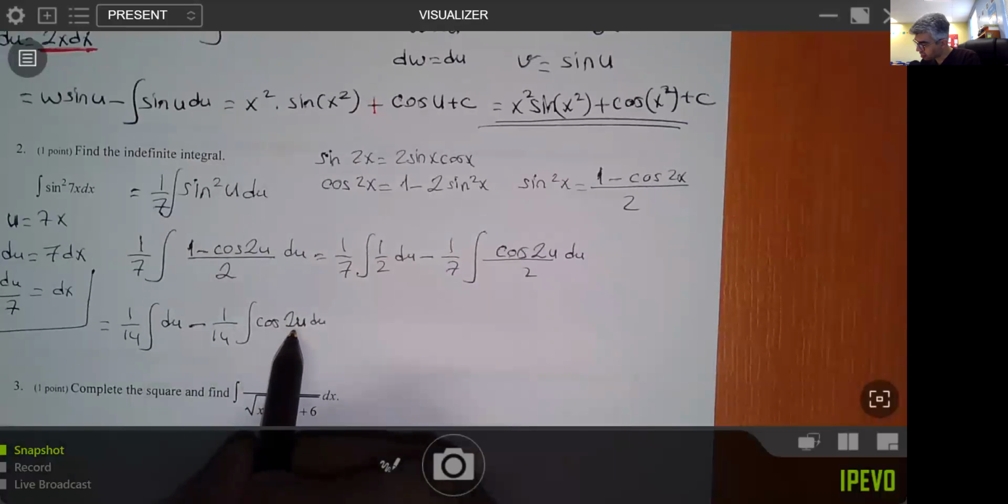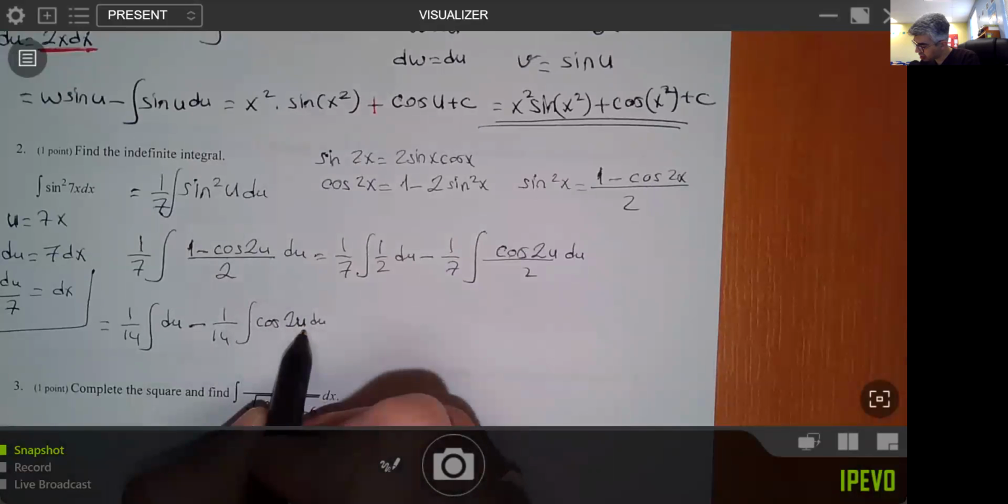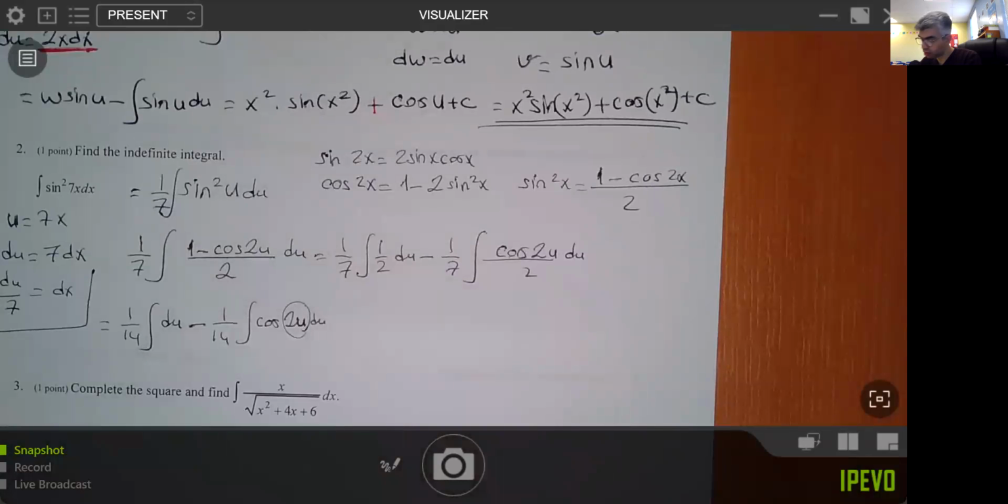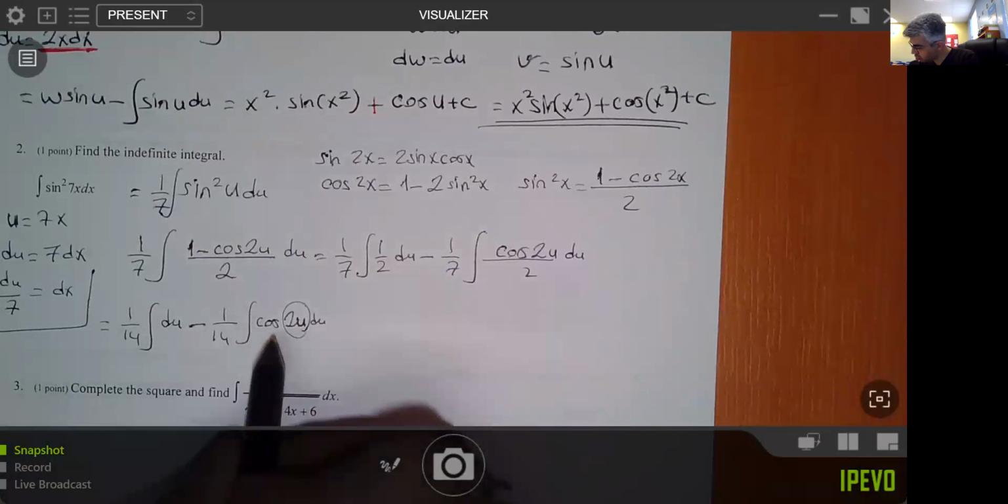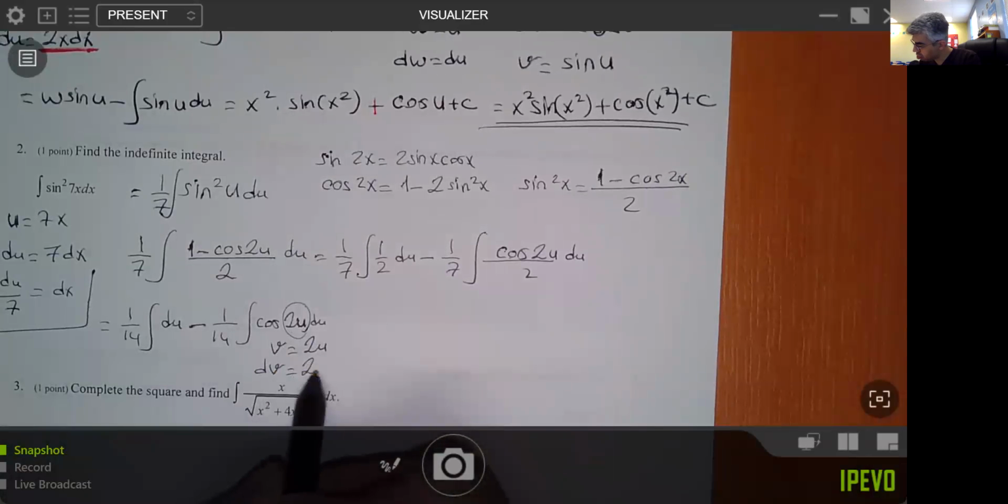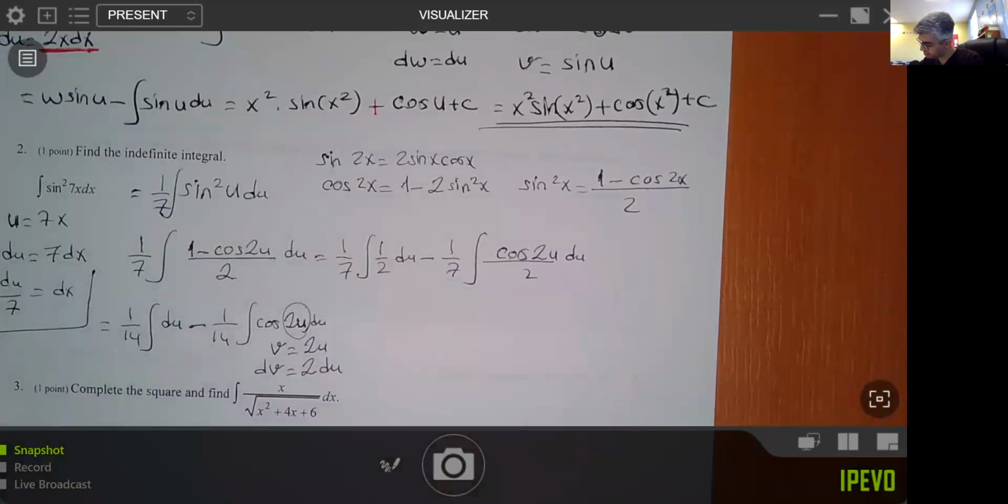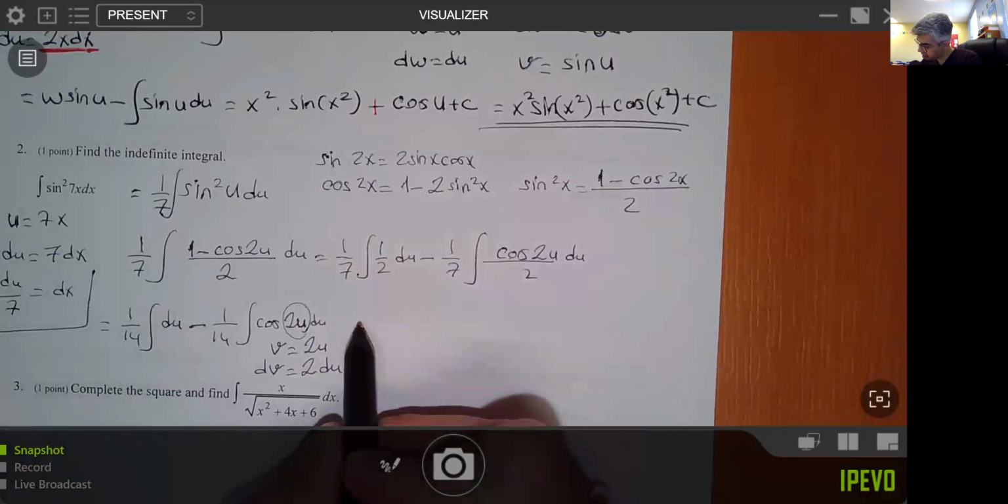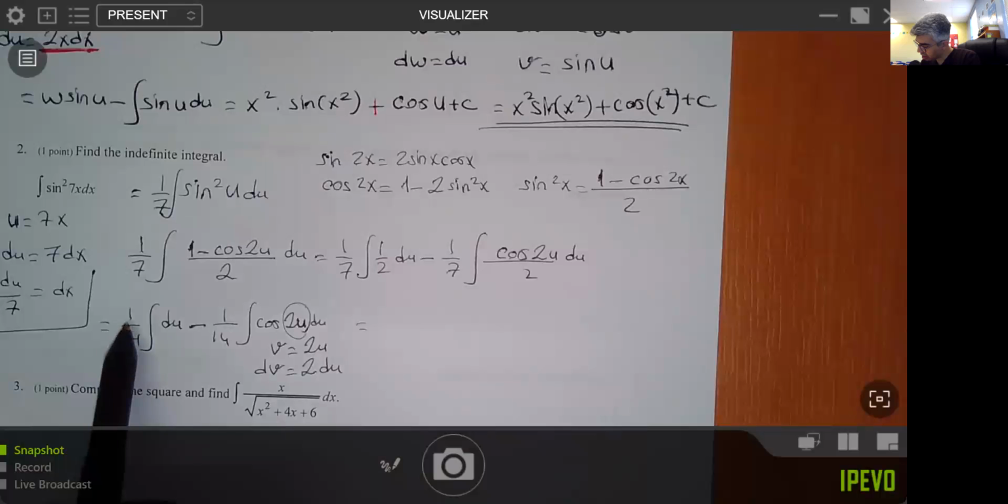So that is my function cosine of 2u. And u substitution we say, so since it is u, let's say take it as v. If v is 2u, dv will be 2 du. Yes, guys? Guys, what will be this one? So there it's 1, so integral of 1, it is u, right?